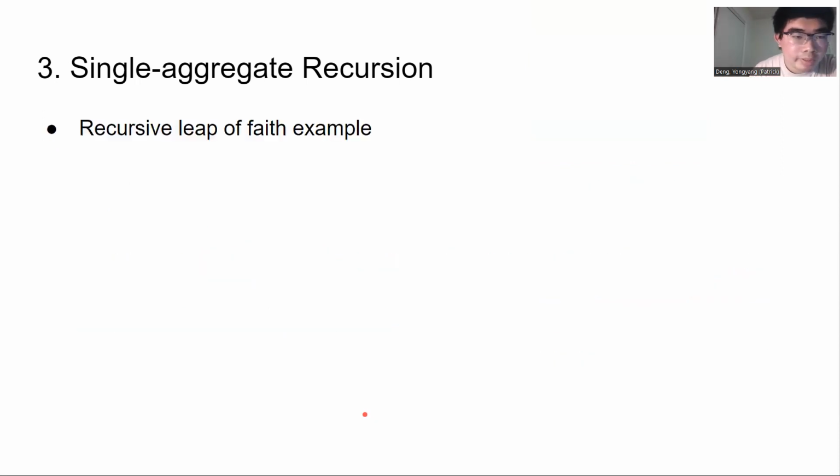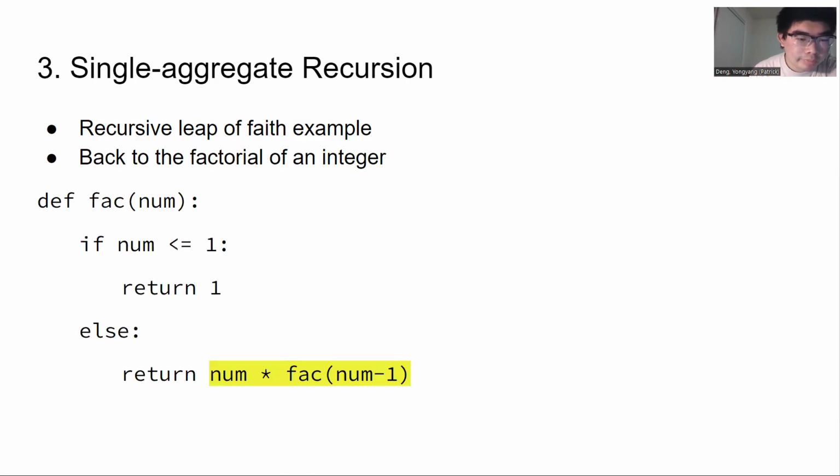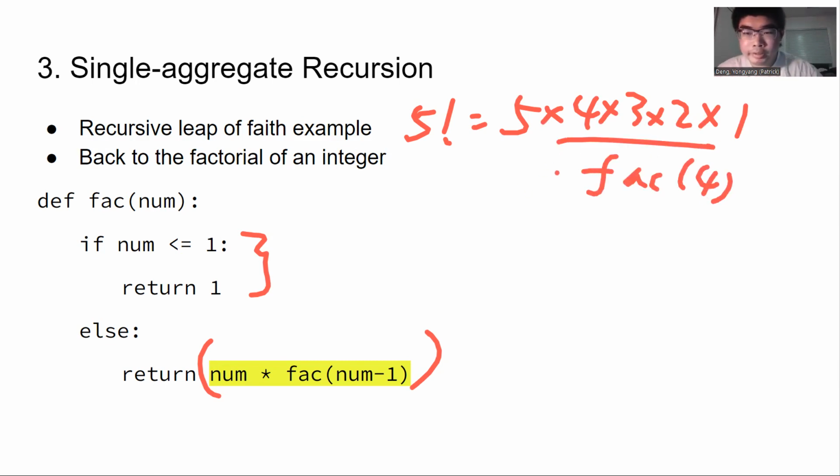So I'm doing an example here, an example of recursive leap of faith. It's kind of a concept of how you do the aggregation. So define factorial of number, also the same thing. So you do if number, this is the base case. And how do we do the recursive call? Suppose we know 5 factorial is 5 times 4 times 3 times 2 times 1, and this part is the factorial of 4. So you know that this is the function of the factorial.